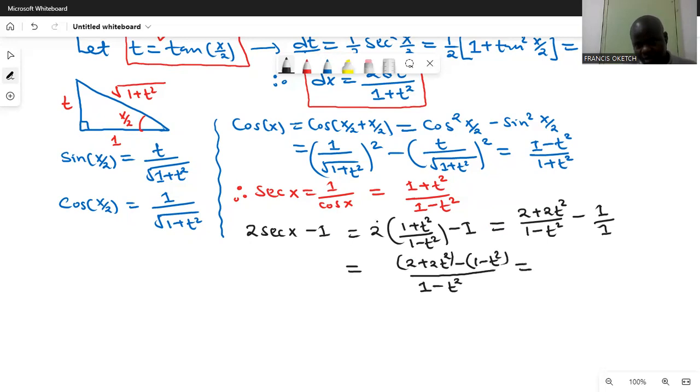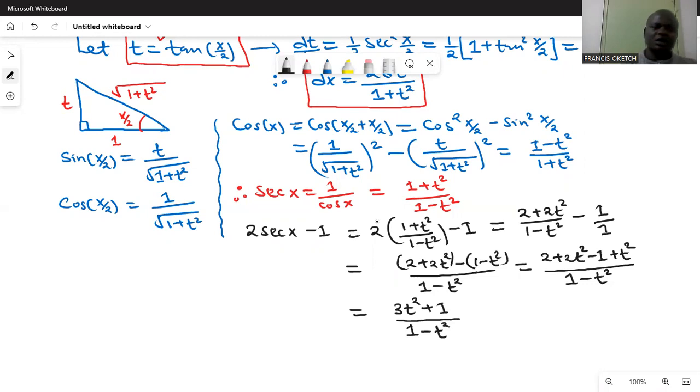So when you open the bracket in the numerator, you're going to get 2 plus 2t squared minus 1 plus t squared. Denominator, we have 1 minus t squared. So that if we simplify this, numerator should now be able to give us 3t squared plus 1 over our denominator, that is 1 minus t squared. So that is 2 sec x minus 1.